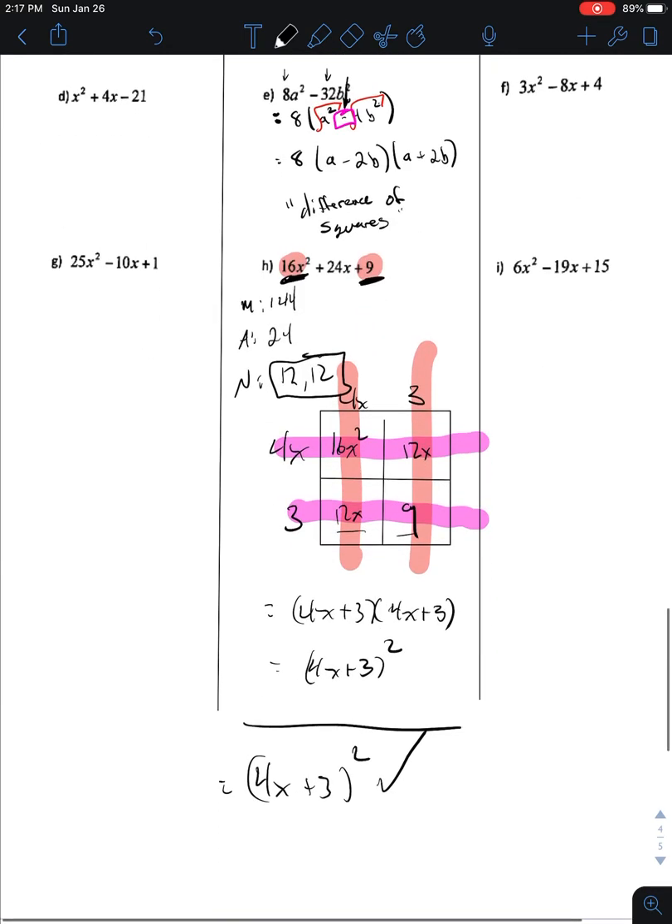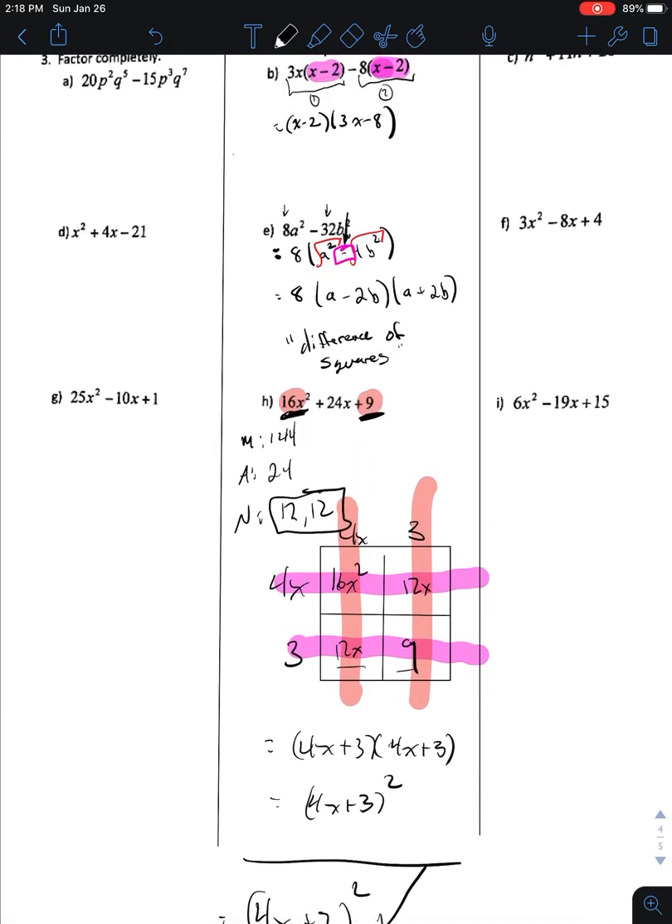I forgot about that. Okay, what's next? That was a good choice, H. I'm just going to start checking off the things we've done. So we've done B, E, H. Oh, bingo.